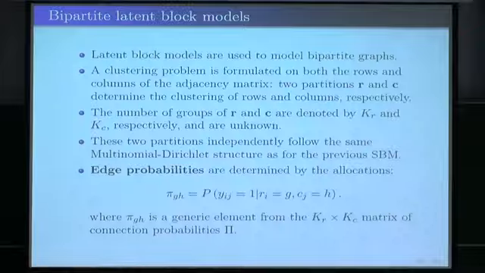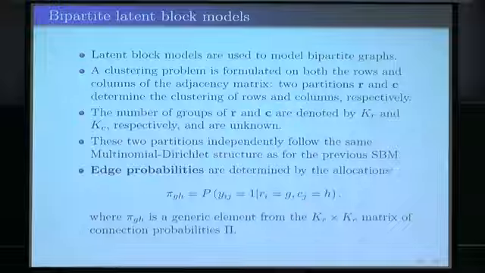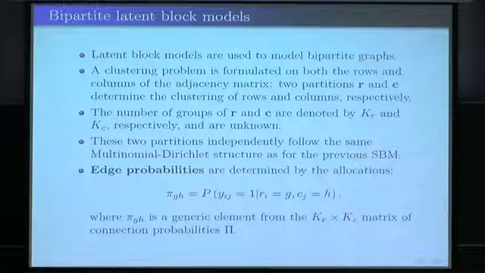These are unknown. And just as for the SBM model, we use a multinomial Dirichlet conjugate setup to allow us to marginalize. Similarly, the edge probabilities, given the row labels and the column labels, take this value pi GH, and we put a beta prior on it too.